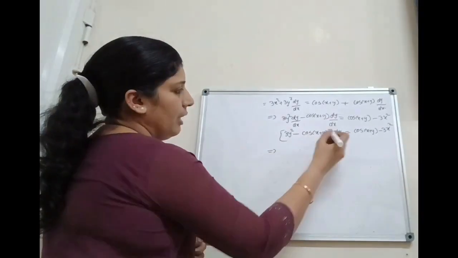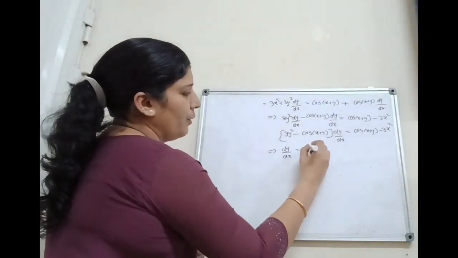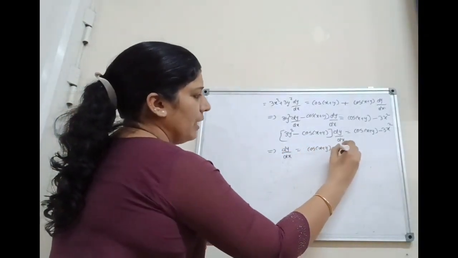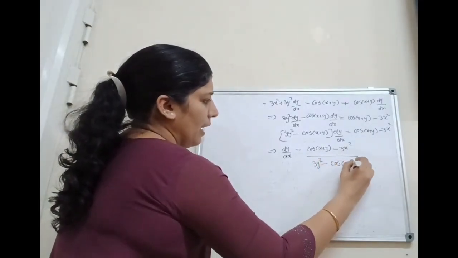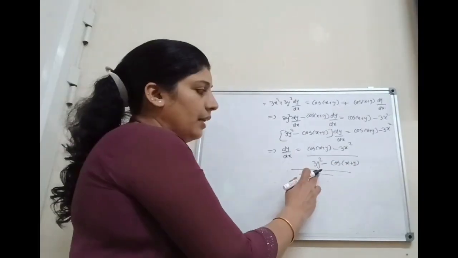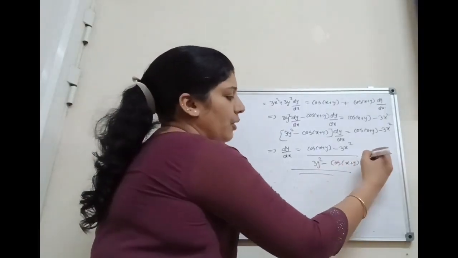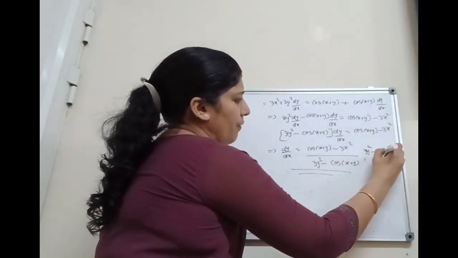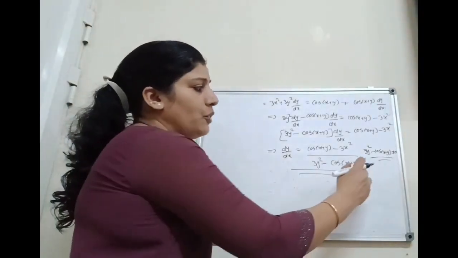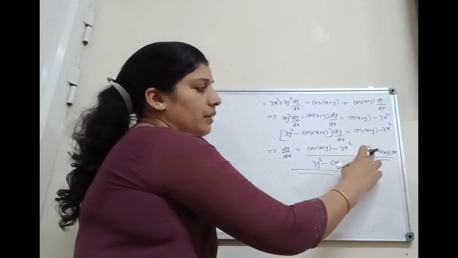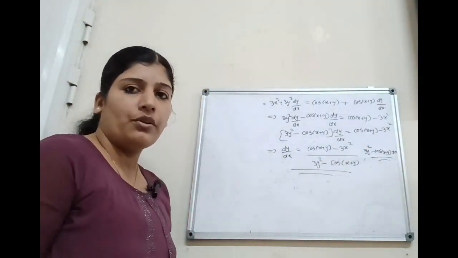That implies dy by dx equals cos of x plus y minus 3x square divided by 3y square minus cos of x plus y. Now here 3y square minus cos of x plus y is not equal to 0. If it is 0, the derivative does not exist. That's why we have to specify that the denominator is not equal to 0, that is 3y square minus cos of x plus y not equal to 0.